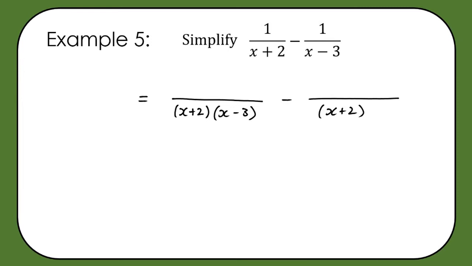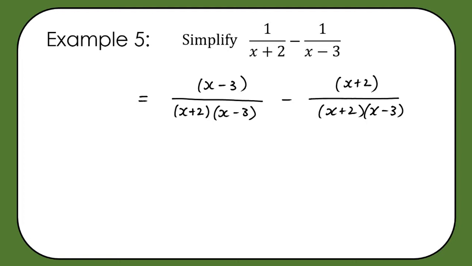I'm not going to bother expanding that out because I want everything factorised in algebraic fractions. It helps me to see the simplification. Okay, so then we want to think about each of our fractions. So the first fraction, we've multiplied the denominator by (x minus 3). So we also need to do that to the numerator. In the second fraction, we've multiplied the denominator by (x plus 2). So we also need to do that to the numerator.